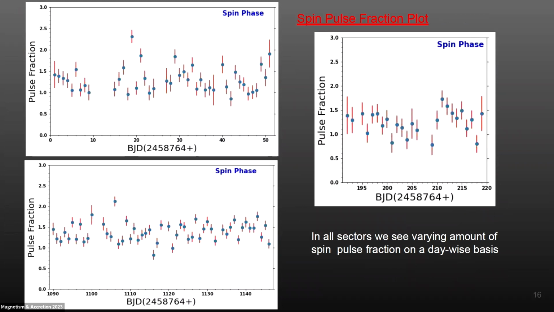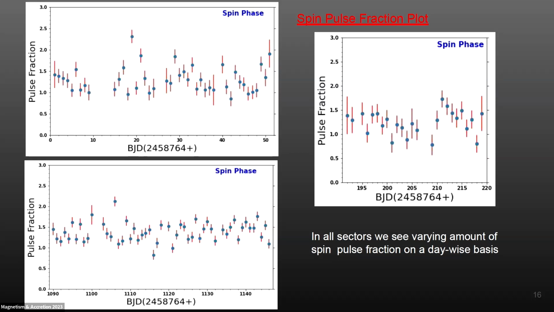This figure represents the spin pulse fraction plot. On the top left side, you can see that of sector 17 and 18. On the right-hand side is of sector 24, and on the bottom left-hand side is of sector 57 and 58. What we see from this plot is that the spin pulse fraction is not the same. It is varying on a day-wise basis. Some days it goes on increasing, then again decreases, and like that it keeps on varying.